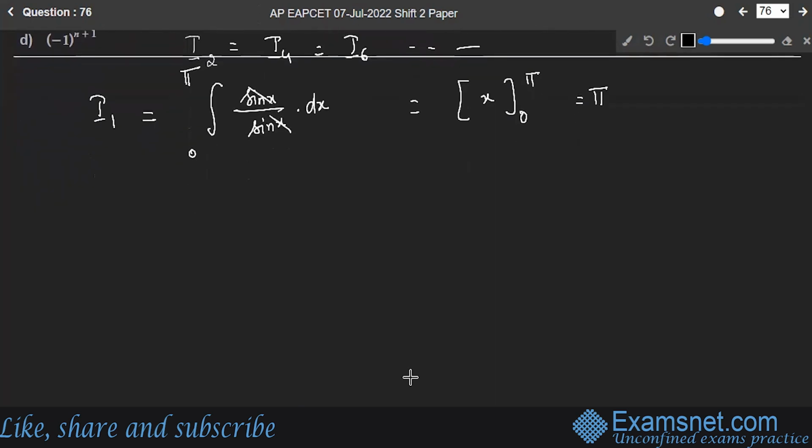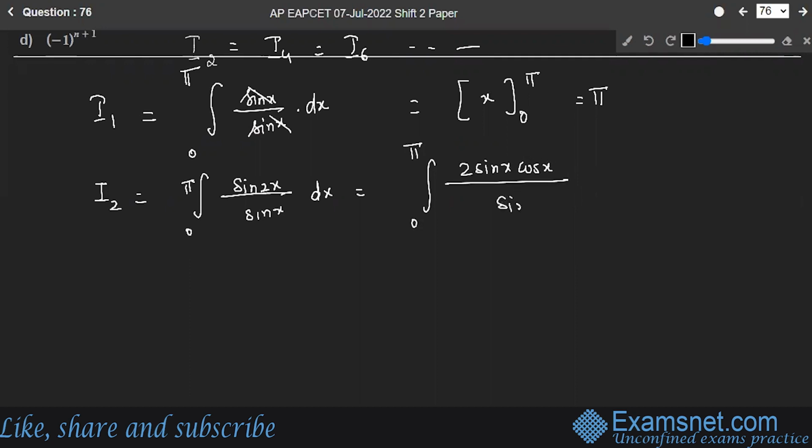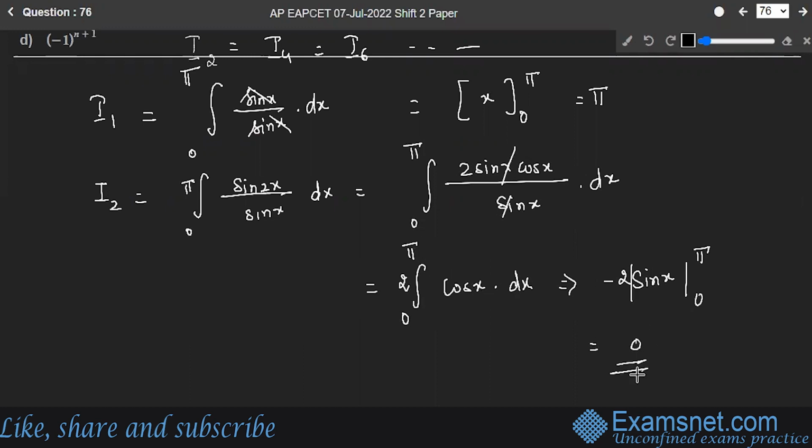Next, I2 is given by integral 0 to pi sine 2x upon sine x dx, which is equal to integral 0 to pi 2 sine x cos x upon sine x dx. They will cancel out and you will have 2 outside, integral 0 to pi cos x dx. Okay, so what is the integral? It will be sine x, 2 will be there, which will give me a value of 0.